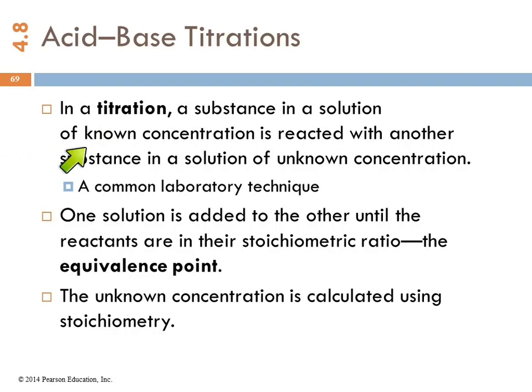We take a solution of known concentration and we react it with a substance in a solution where we don't know the concentration. The goal is to find that unknown concentration. We add the one solution to the other until the reactants are at their stoichiometric ratio, and that's called the equivalence point. So if the balanced equation has a 1-to-1 molar ratio, we'll have added a 1-to-1 molar ratio of these two reactants. We calculate the unknown concentration using stoichiometry.